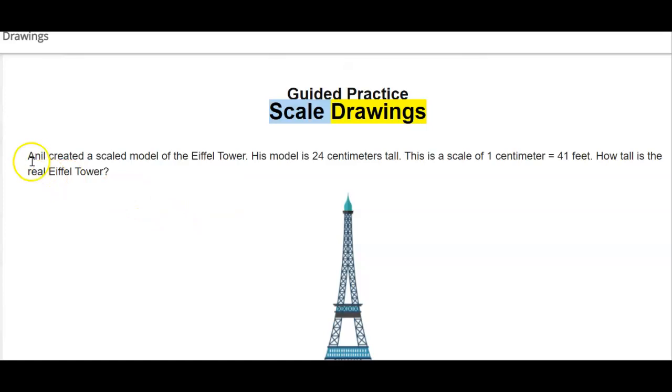Scale drawings. Anil created a scaled model of the Eiffel Tower. His model is 24 centimeters tall. This is a scale of 1 centimeter equals 41 feet. How tall is the real Eiffel Tower?